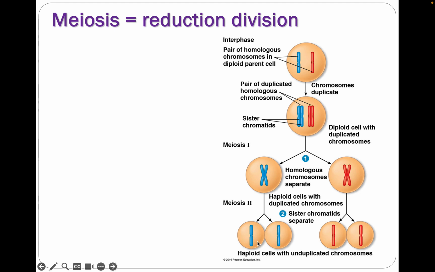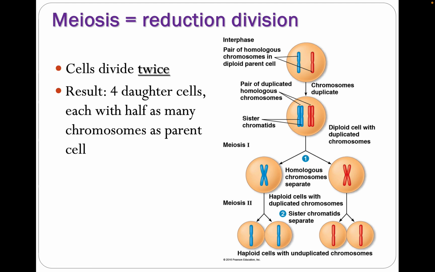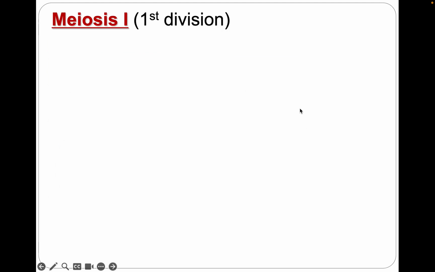So 2 eggs. Sorry, I guess these would be the eggs since these are... No, not necessarily. Anyways, we end up with 4 haploid gametes, whether they're eggs or sperm. Depends on which parent this first cell came from, right? All right, so the cells divide twice. The result is 4 daughter cells, each with half as many chromosomes as the parent cell started with.